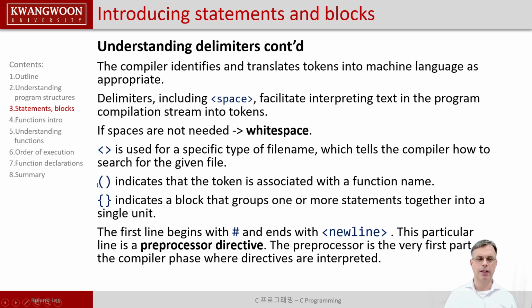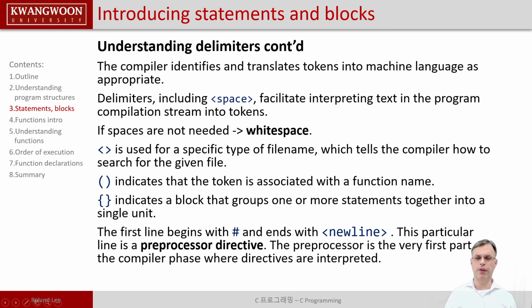The next is parenthesis, which indicates that the token is associated with a function name, and the next is the curly bracket that indicates a block that groups one or more statements together into a single unit. We will explore that statement again. Finally, we have the quote mark, which indicates the beginning and the end of the sequence of characters, also referred to as a string.